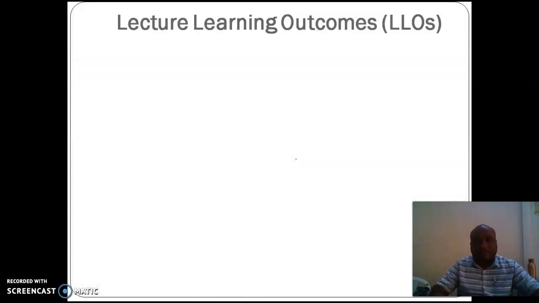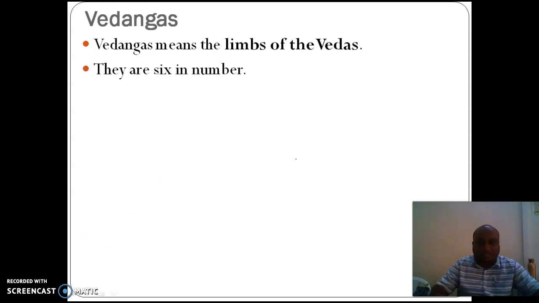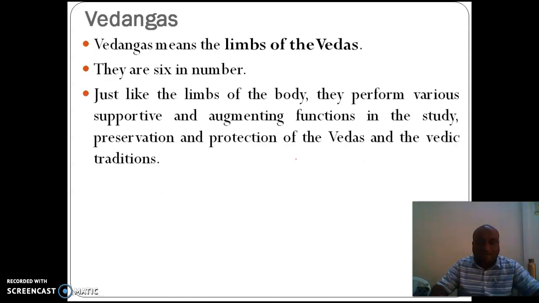After completion of this topic, you will be able to classify various types of Vedangas and you will be able to illustrate the brief details of different Vedangas. Going into the details, Vedangas means the limbs of the Vedas. They are 6 in number.